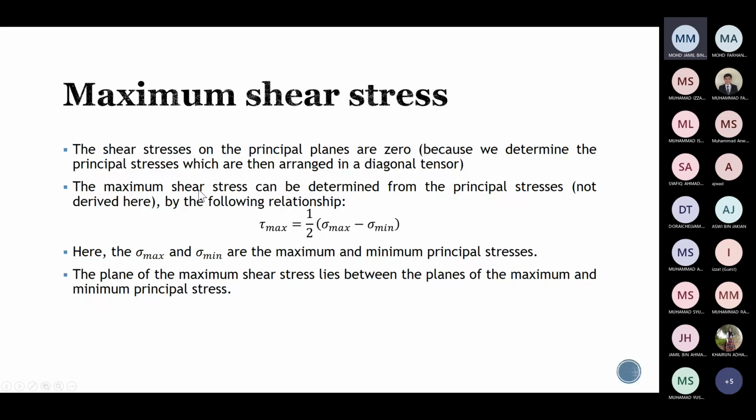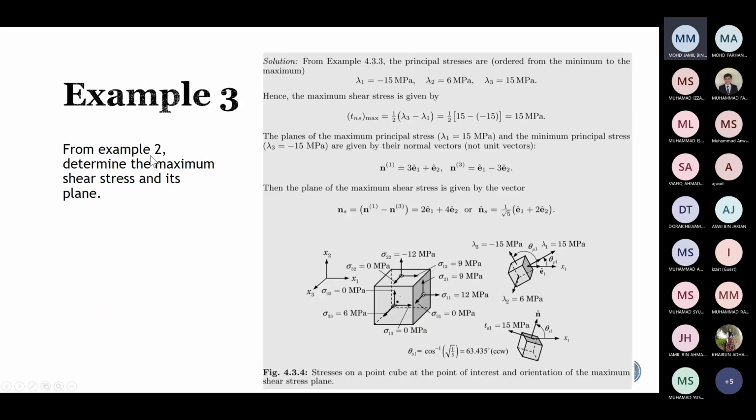The maximum shear stress is determined by this formula: tau max equals 1/2 of the maximum principal stress minus the minimum principal stress, where sigma max is the maximum principal stress and sigma min is the minimum principal stress. The plane of the maximum shear stress lies between the plane of maximum and minimum principal stress. Let's look at an example of how to determine the maximum shear stress: from the same example as example number 2, determine the maximum shear stress and its plane.